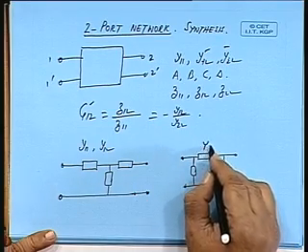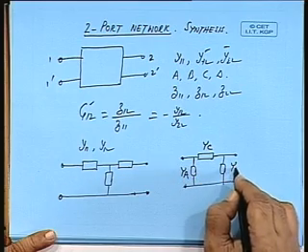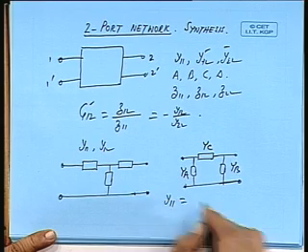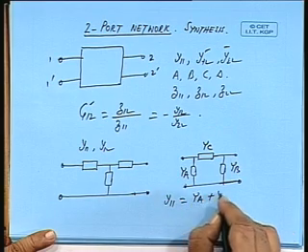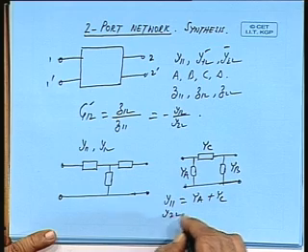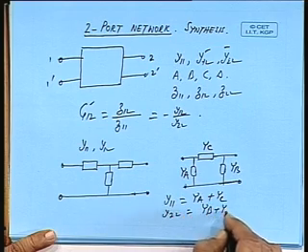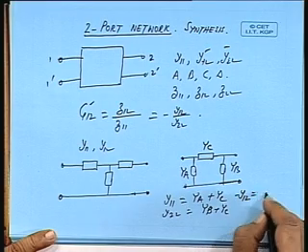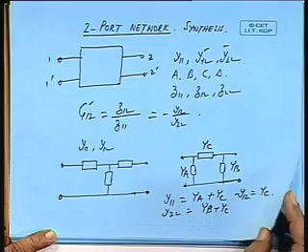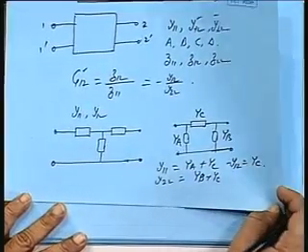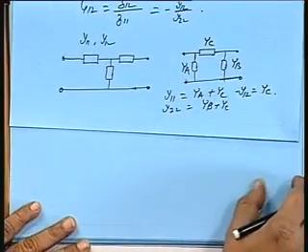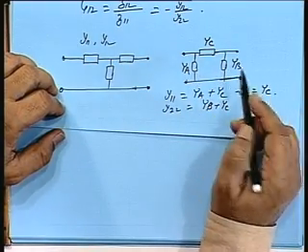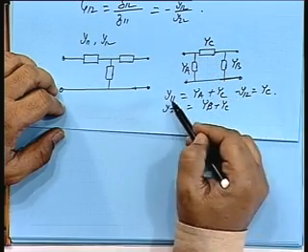Suppose this is given as YA, YB and YC. Let us take this first. What is Y11? YA plus YC, very good. Y22 is YB plus YC, and minus Y12 is YC. Now, these elements YA, YB, YC, they can be any RLC combinations. Let us see Y11.